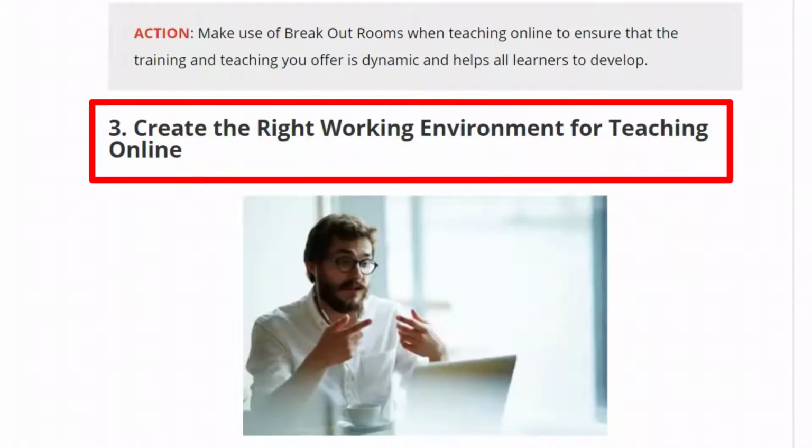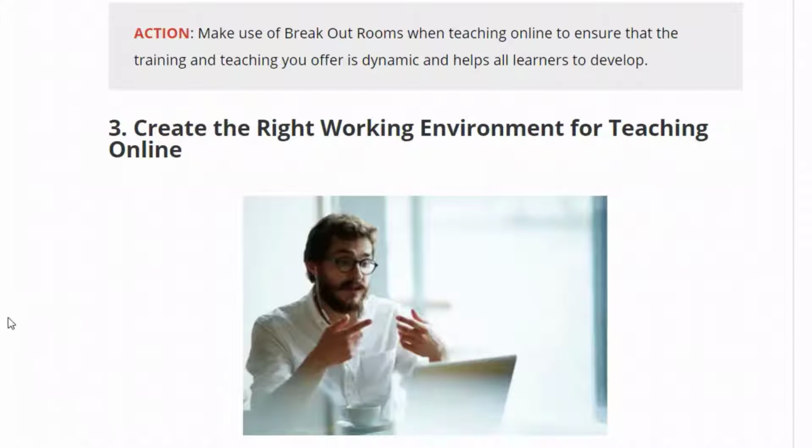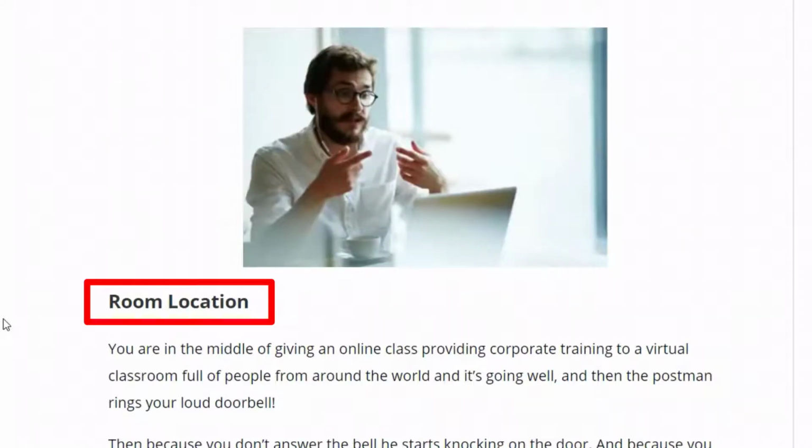Number 3, create the right working environment for teaching online. So do think very carefully about the room location. For example, if you're using your living room close to your front door, somebody might press the doorbell, the postman may put something through the letterbox. Anything can happen. These are all distractions, and if you're teaching online, it's going to distract from the lesson.